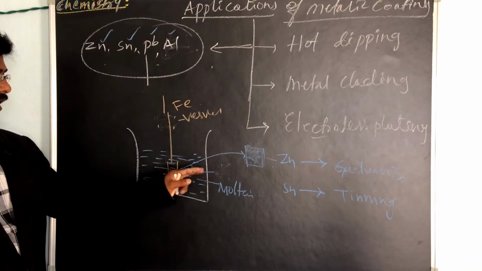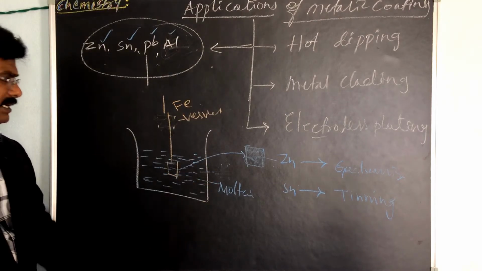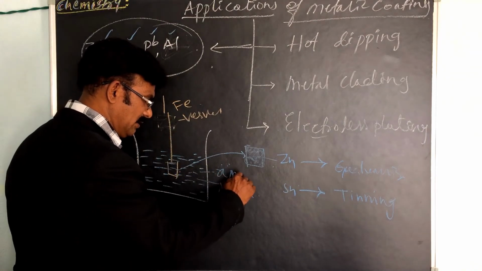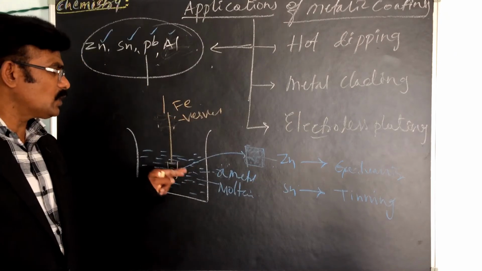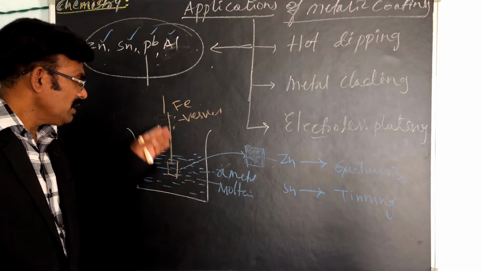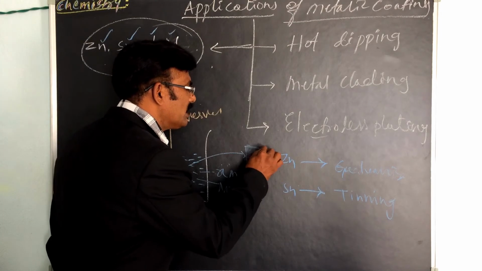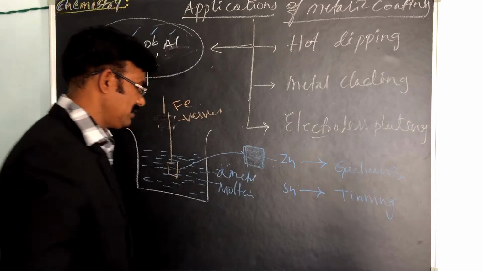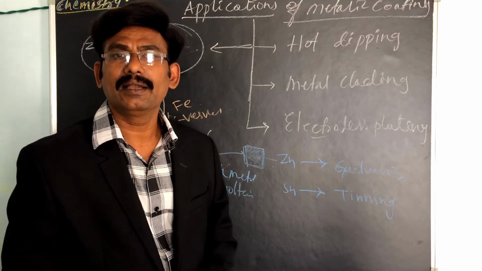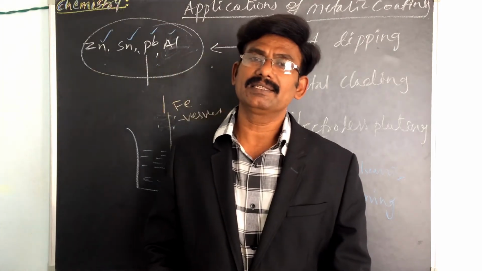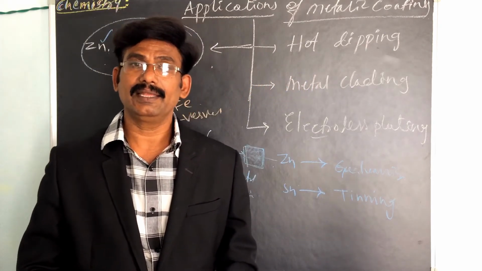So any metal, I told you aluminum, but whatever metals we have to take. For example, the metal in a molten stage. If zinc metal is used, it is galvanization: the iron is completely coated, and the blue color means zinc coating. So this is galvanizing. And if tin is used, what is that? Tinning. So hot dipping is widely applied, as galvanizing and tinning.